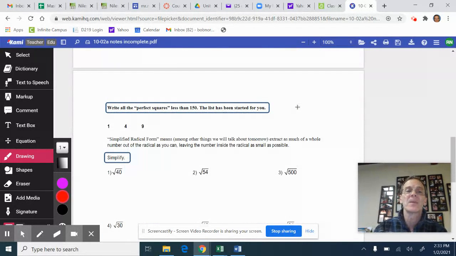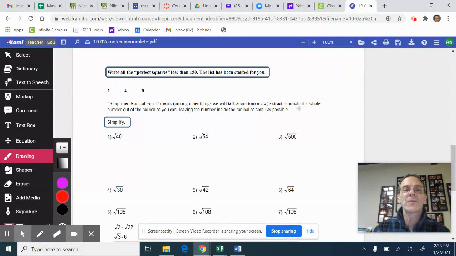Let's move down. Write all the perfect squares less than 150. You may not be familiar with this phrase, perfect squares. It refers to numbers that you get as a result of squaring nice whole numbers. So the whole number 1 squared is 1. That's the first perfect square. The whole number 2 squared is 4. That's the next perfect square. 3 squared is 9. That's the next perfect square.